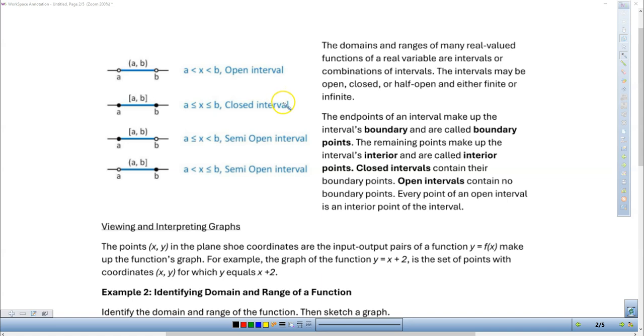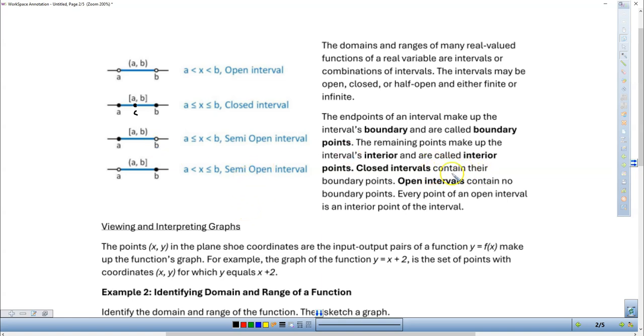The domain and range of many real valued functions of a real variable are intervals or some combination of intervals. These intervals might be open, closed, or half open, and they're either finite or infinite. As you look at these, you can see we have a couple of different representations of these intervals. You'll notice we have endpoints in here. Endpoints of an interval make up the interval's boundary and are also referred to as boundary points. All the remaining points make up the interval's interior, so the area in between point A and point B. These are referred to as interior points. So if I had another point here, let's say C, C would be an interior point.